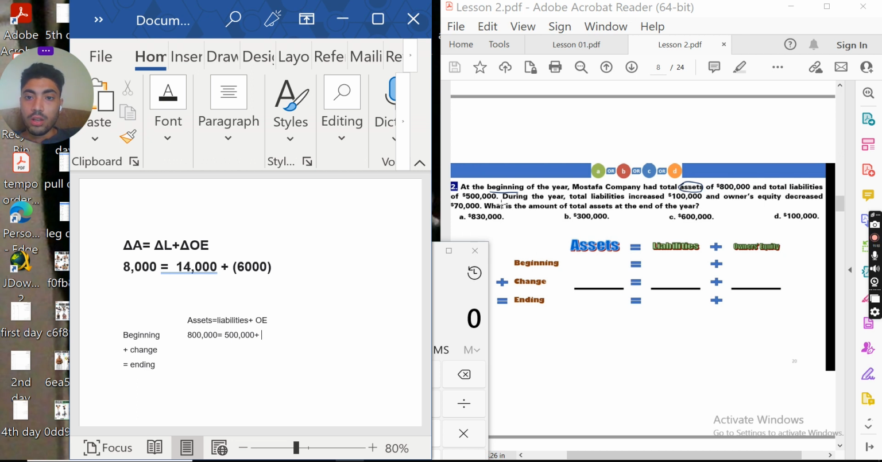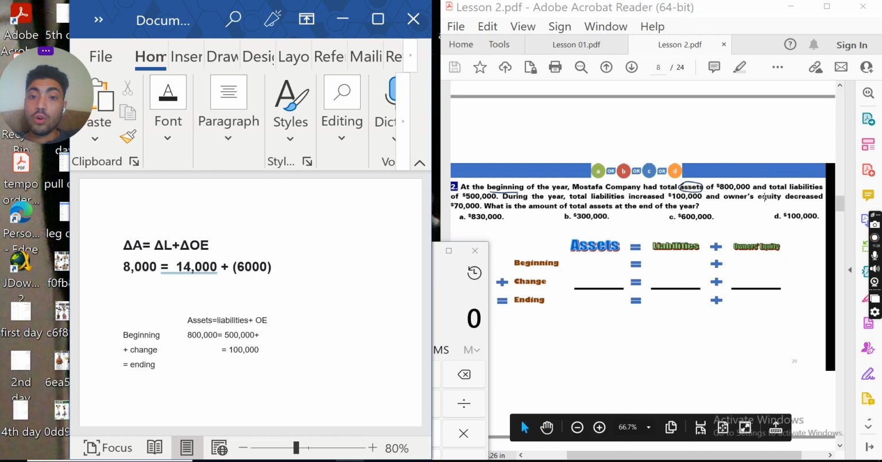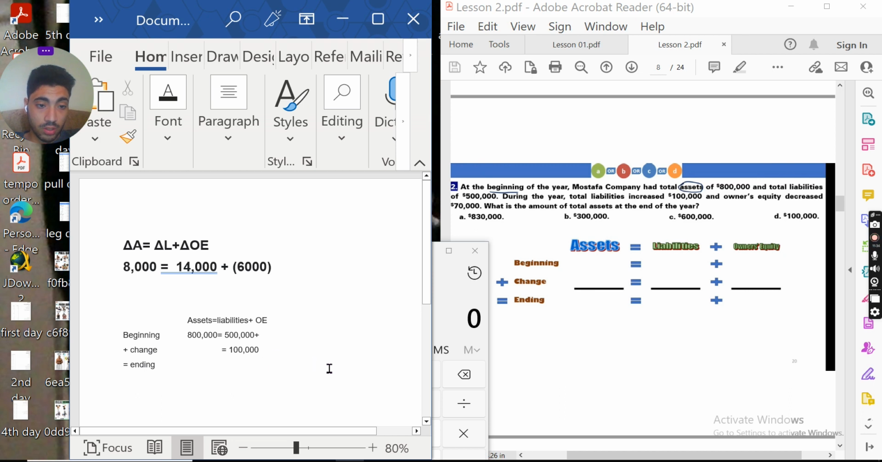During the year, the total liabilities increased 100,000. That's a change. So we increased our liabilities by 100,000 pounds. And owner's equity decreased 70,000 pounds.